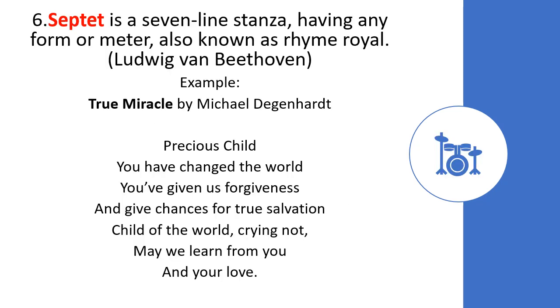The sixth type is septet. Septet is a 7-line stanza having any form or meter. This is also known as rhyme royal. This septet is musically originated by Ludwig van Beethoven because of his composition for 7 instruments or voices. An example of septet in poetry is a poem by Michael Degenhardt, True Miracle.